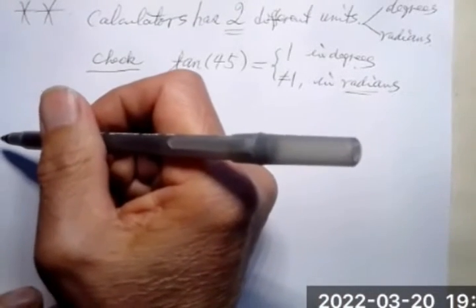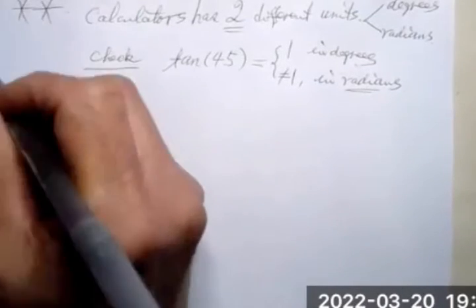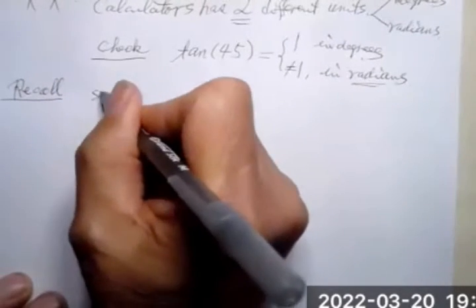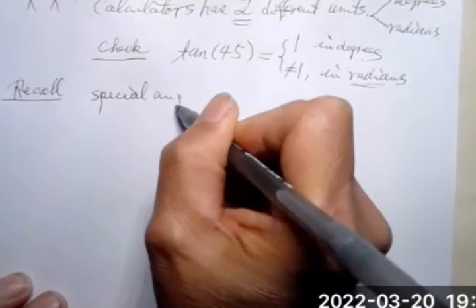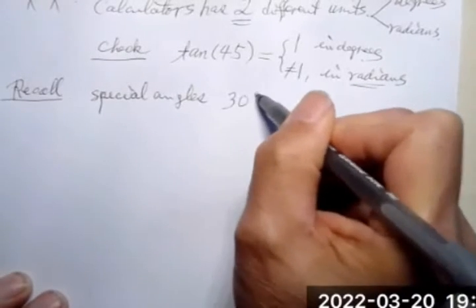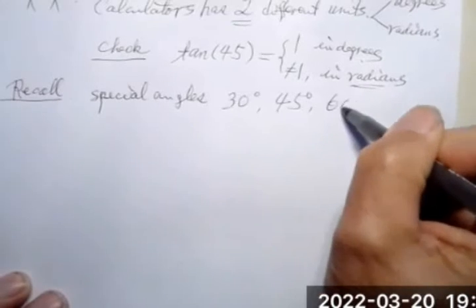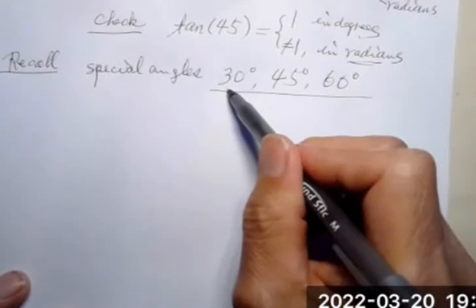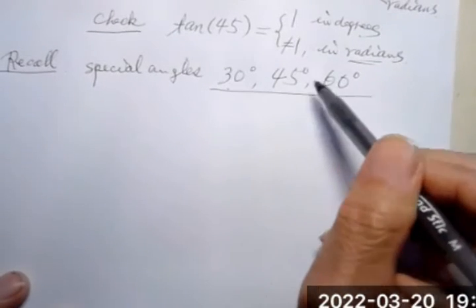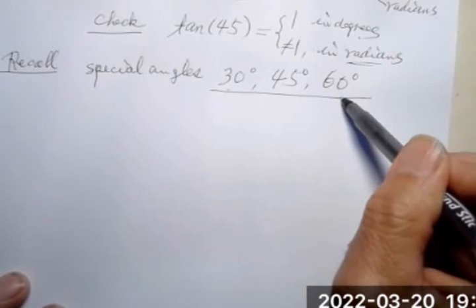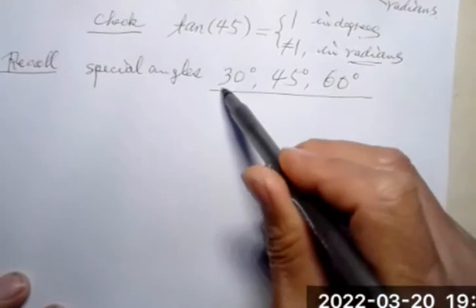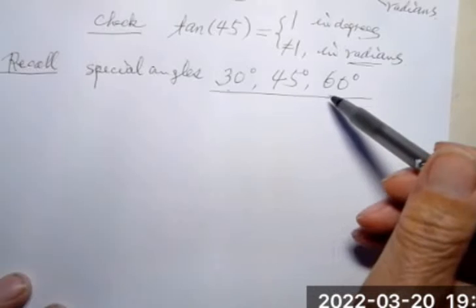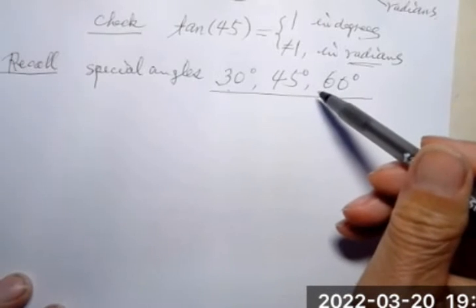Then we have something to recall: special angles. 30 degrees, 45 degrees, 60 degrees are called special angles. Later on, there will be more. Any multiple of 30 degrees, 45 degrees, or 60 degrees is called a special angle. Right now we are restricted to right triangles. These three are special angles, and their multiples, even negative multiples, are all called special angles.